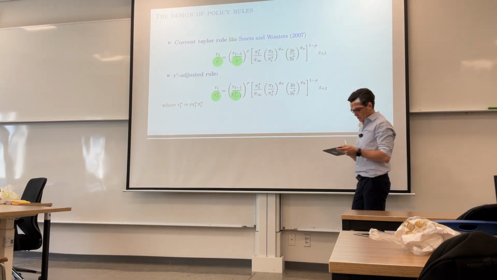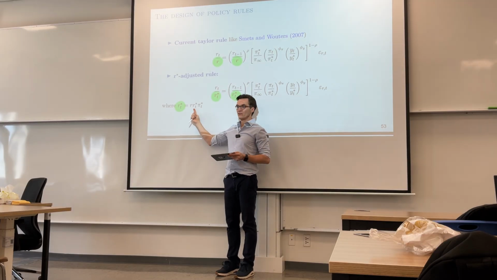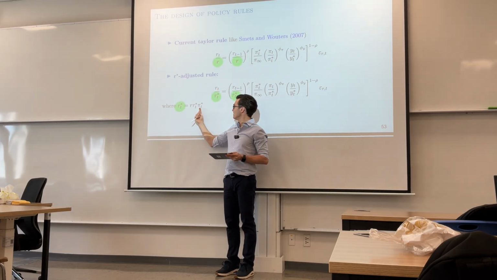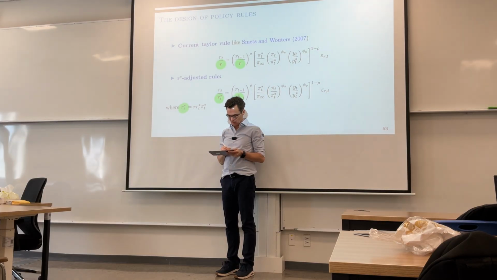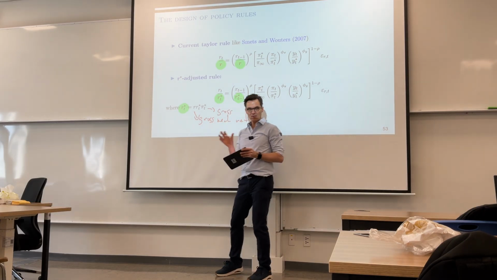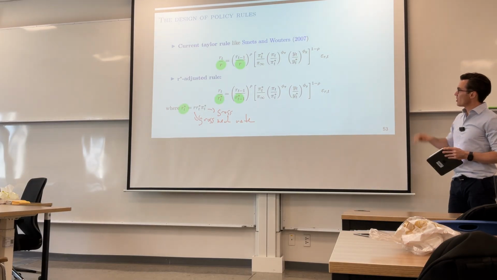And what is R star? Well, R star is the product of the real equilibrium rate and the inflation rate. So that's what this is. Now these are gross interest rates. So this is the gross real rate, right? And this is the gross inflation rate. So everything is in gross terms here, right? So that's why this is multiplied. So that's the so-called R star adjusted rule.